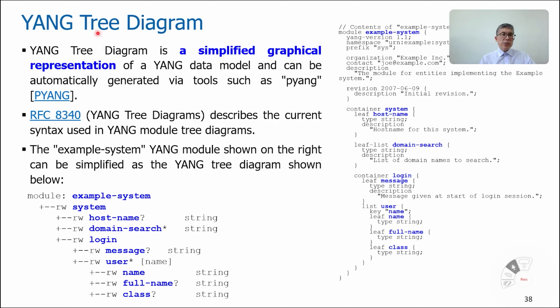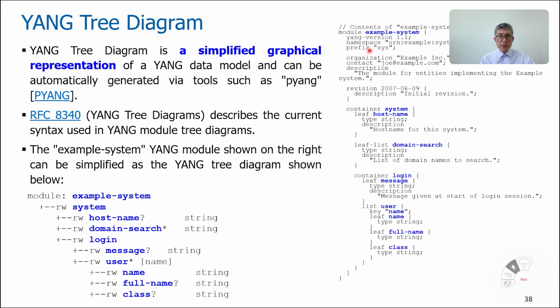So a Yang tree diagram is a simplified graphical representation of a Yang data model. So this one also we can define for a Yang module. The pyang tool can be used to construct this automatically. So RFC 8340, Yang tree diagrams, describes the current syntax used for Yang module tree diagrams. So the example system we saw previously, right? This example Yang module can produce this one.